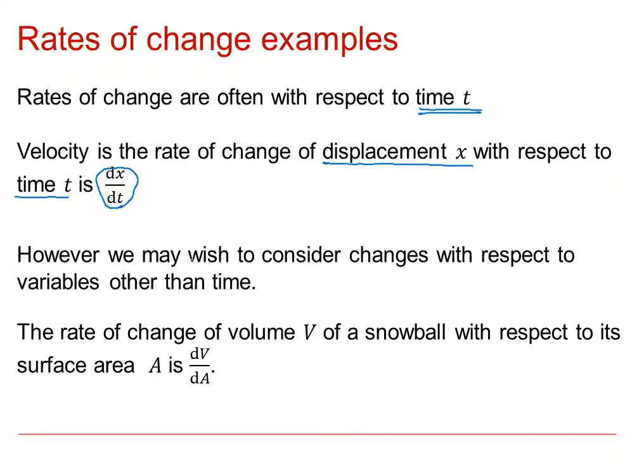However, we may wish to consider changes with respect to other variables other than time. So for example, the rate of change of volume of a snowball with respect to its surface area would be given by dV by dA, the rate at which the volume is changing with respect to its surface area.